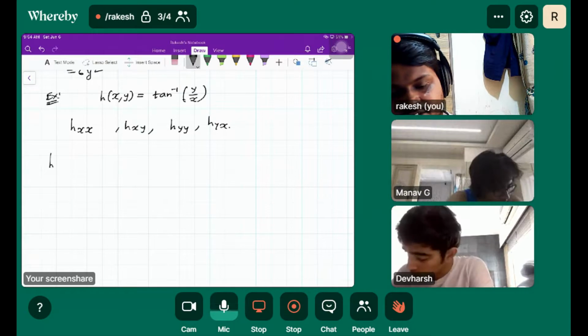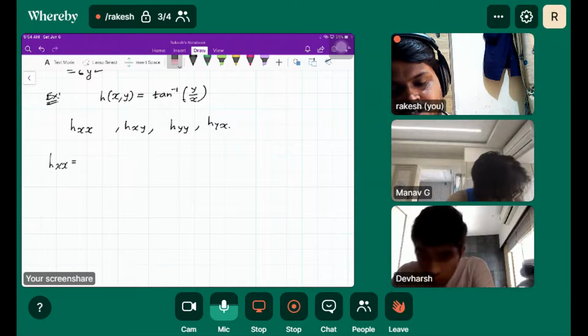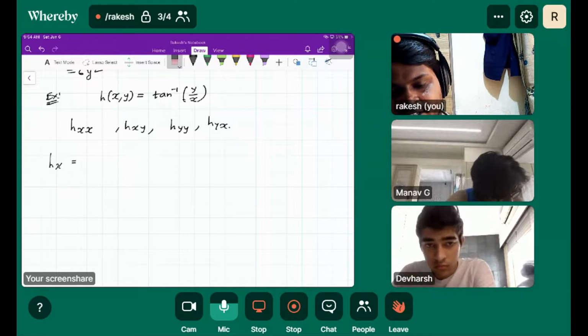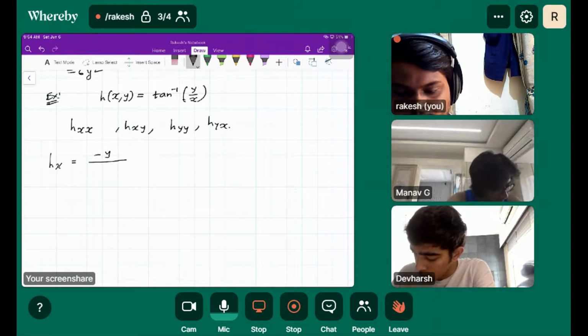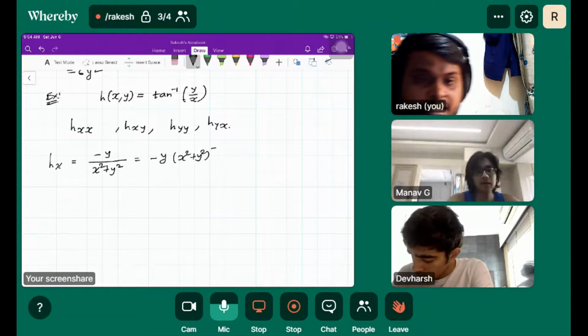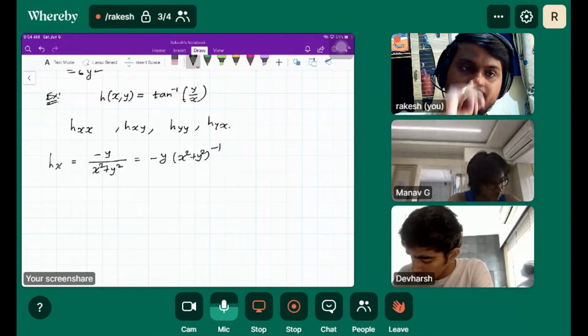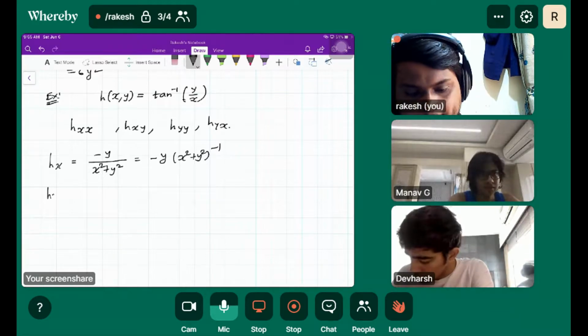I'll write the answer here. Hx is 1 over 1 plus y upon x squared into y. I've written the answer. You just cross check that. You might have to simplify.